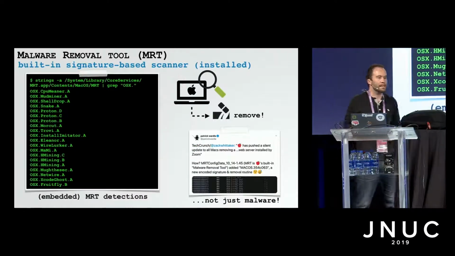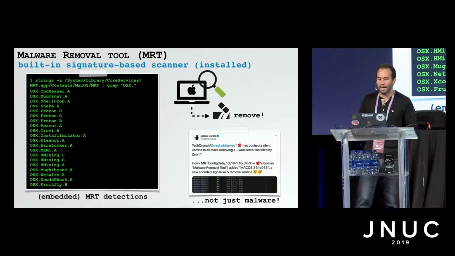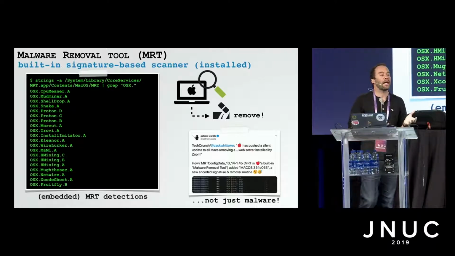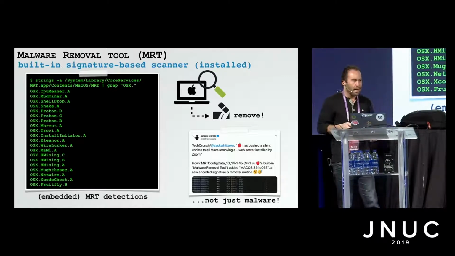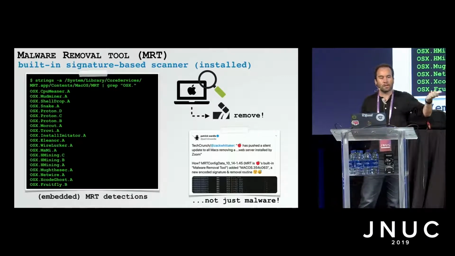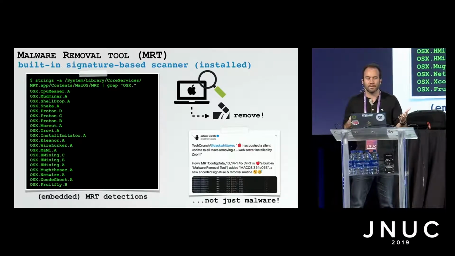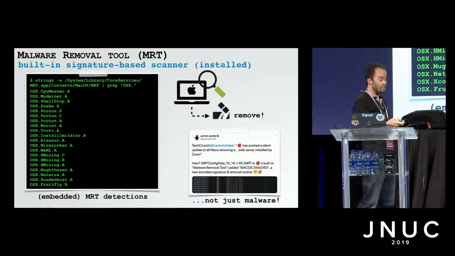Finally, we have MRT. This is another Apple-created AV-like tool that's built into recent versions of macOS. It's somewhat similar to XProtect, but it scans for malware that may already be on the system and removes any samples that it finds. Unlike XProtect, its signatures are directly embedded into its binary. And an interesting note, Apple also occasionally uses the MRT binary to remove software from Mac systems without user interaction if Apple deems that software to be unsafe or unworthy. So, a kind of interesting feature that's built into macOS.